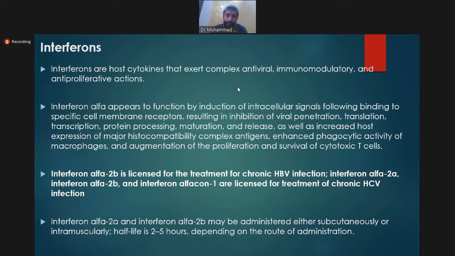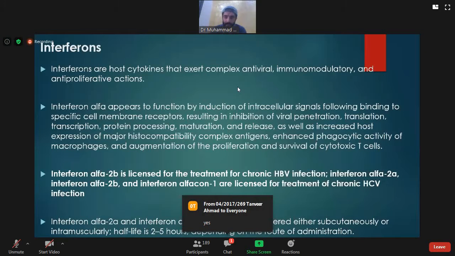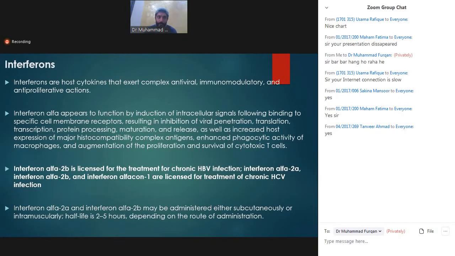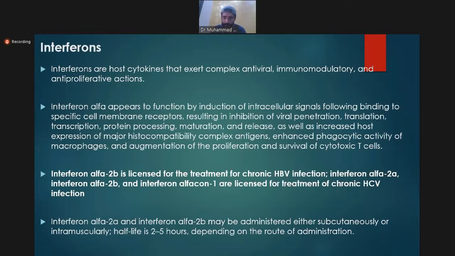We were talking about interferons. We discussed that they have antiviral, immunomodulatory and anti-proliferative actions. Interferon alpha 2B is licensed for the treatment of hepatitis B, whereas 2A, alpha 2B, and alpha con 1 are licensed for the treatment of Hep C infection. It can be administered either subcutaneously or intramuscularly. Half-life is 2 to 5 hours, depending on the route of administration.